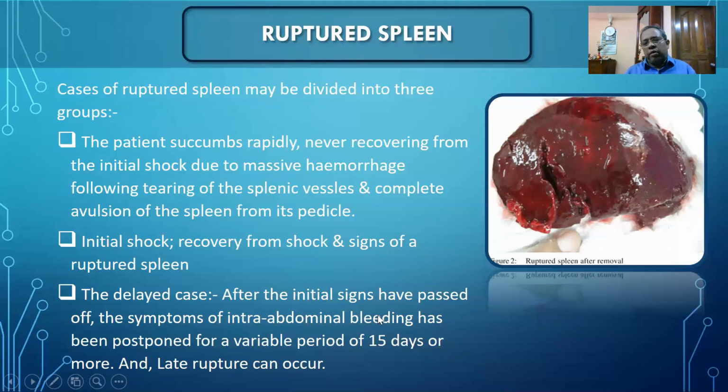The patient feels better and goes home, or is kept conservatively in a rural area where investigation facilities are not available. The bleeding is held up by blood clots, and the symptoms of intraabdominal bleeding are postponed for a variable period of 15 days or more, and late rupture can occur. That means there is a subcapsular hematoma. The hematoma increases in size subsequently, the capsule is torn, and the bleeding is profuse. Ultimately the patient dies after 15 days from the injury. For that reason, the presentation is late in the delayed cases.